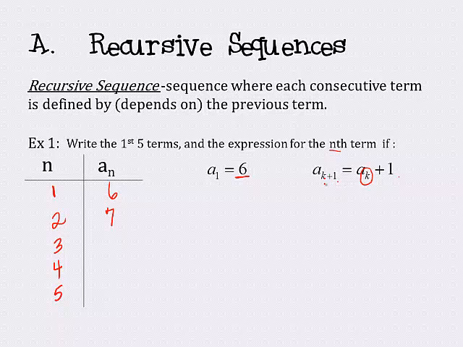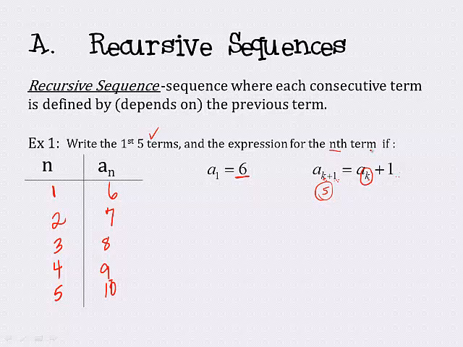To get to the third term, I go to the second term and add 1 to that. Well, that's 8. Fourth term, I go to the third term and add 1. That's 9. For the fifth term, 4 plus 1 gives me the fifth term, so I take 4, the term before it, and add 1. That would give me 10. So each consecutive term depended on the one prior to it. That's the first 5 terms part of the question.